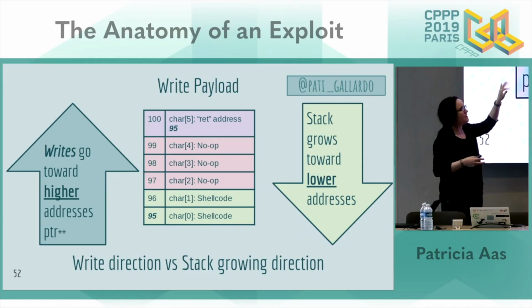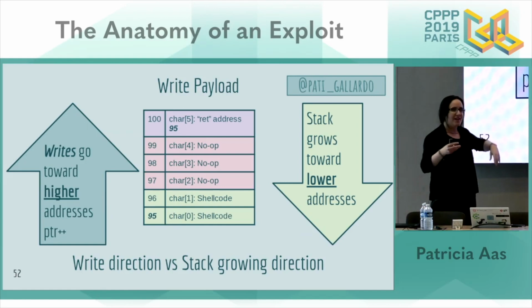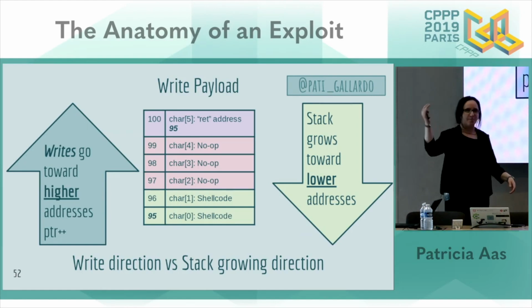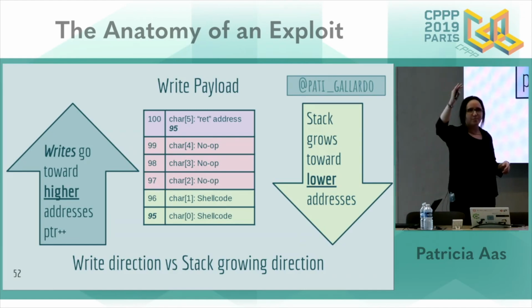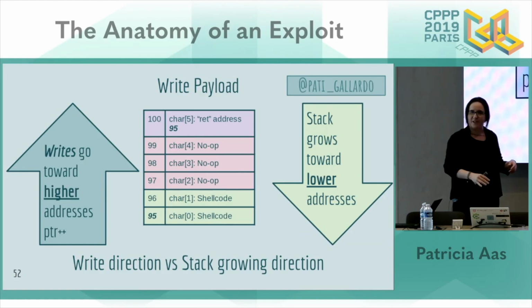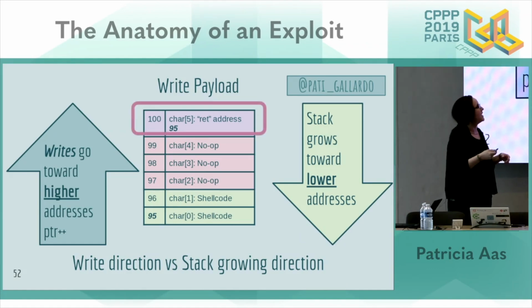Normally, in a more realistic scenario, you would probably have a lot of no-ops in the beginning and the shellcode sort of in the middle. That makes it easier to be a little more imprecise in jumping into your array, because if you hit a no-op, you can just no-op your way to your shellcode. That's called a nop sled. We're making it a little bit simpler this time.